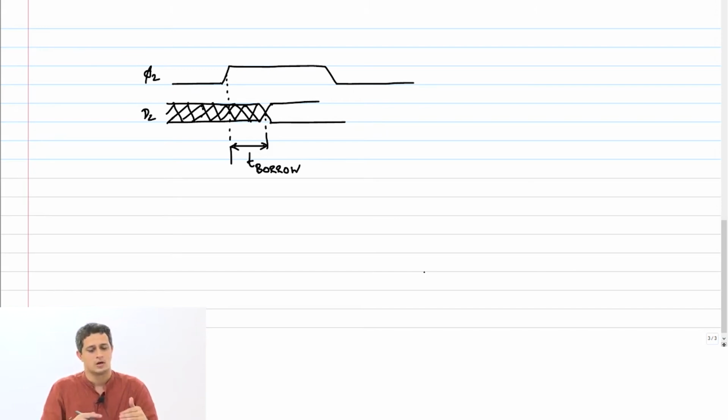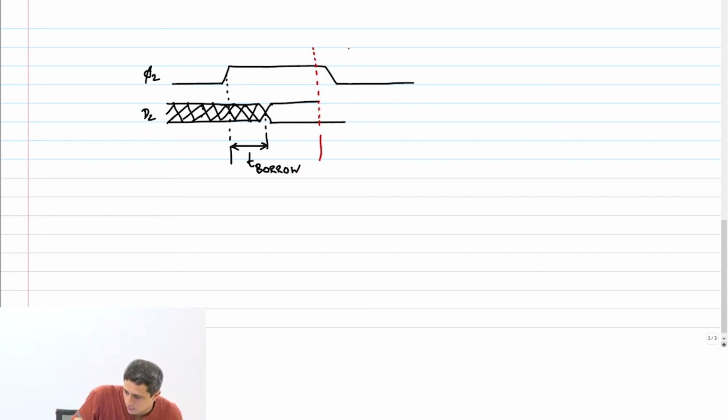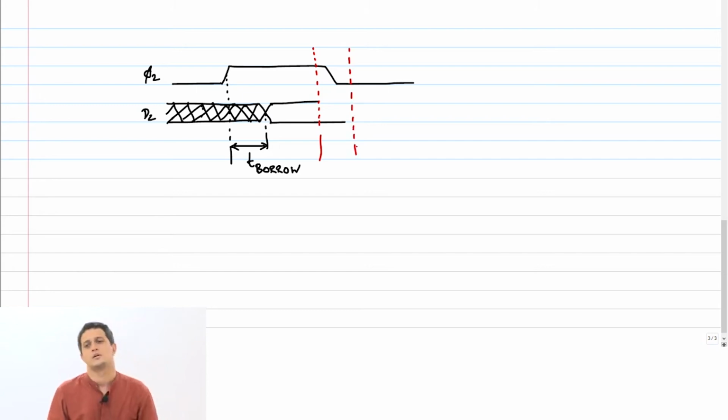So D2 has to get sampled by that latch L2. So when should D2 settle? And what's the violation window, by the way? This is the violation window. So it has to settle before the violation window. Correct? So what is this time? In the violation window, it is the setup time. Setup. Correct?